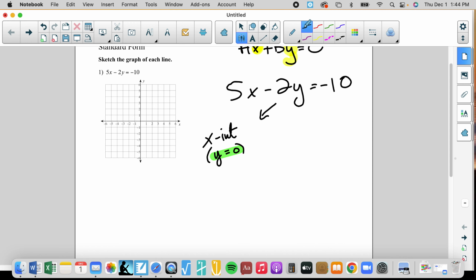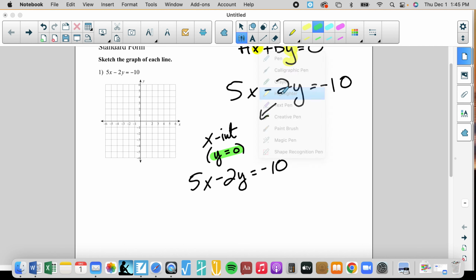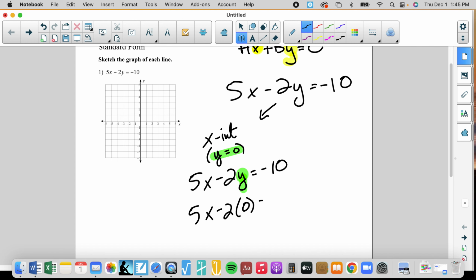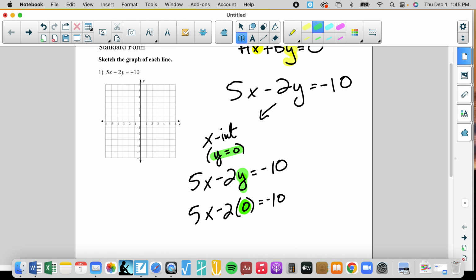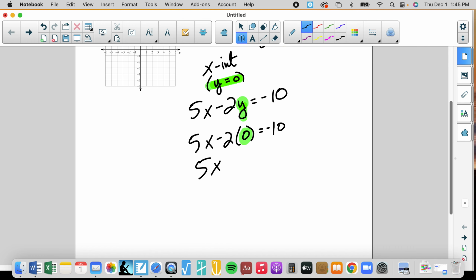So if we rewrite that starting equation, 5x minus 2y equals -10, where we see the y, we're going to substitute a 0 in for that value. So we get 5x minus 2 times 0, substituting the 0 in for the y, from this statement right here. And then we're going to simplify it. 5x minus 0 equals -10.